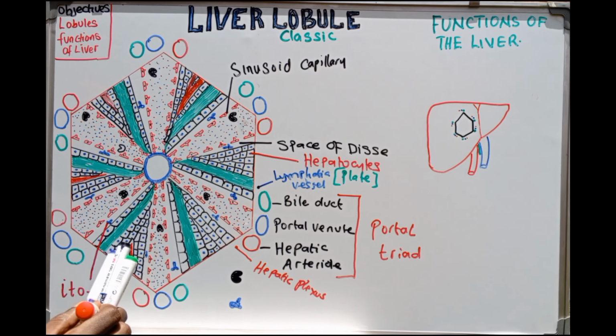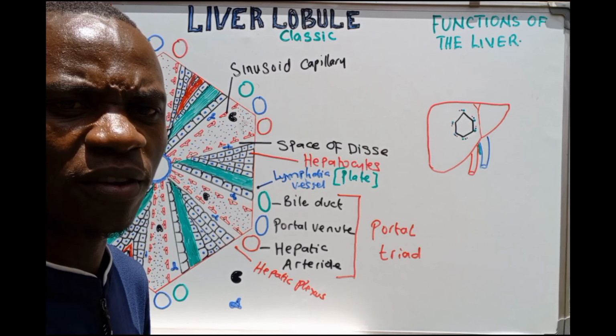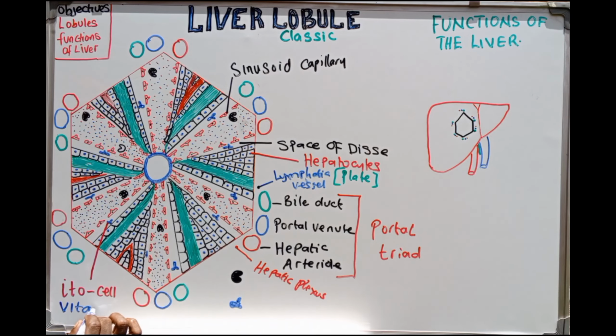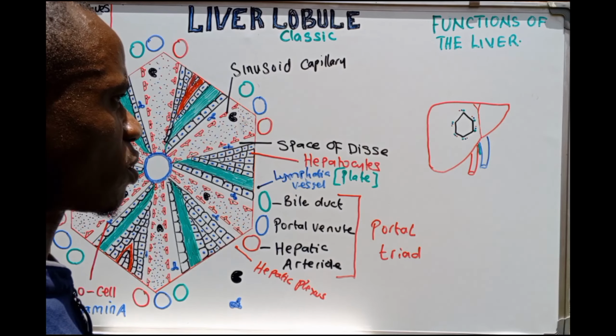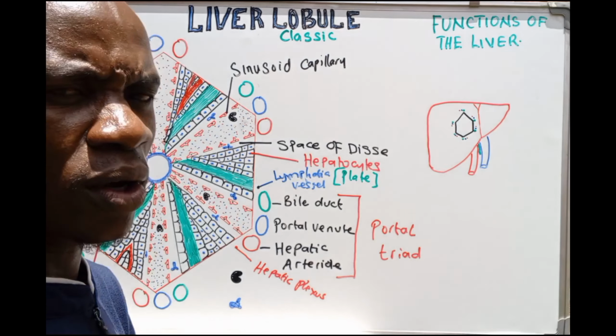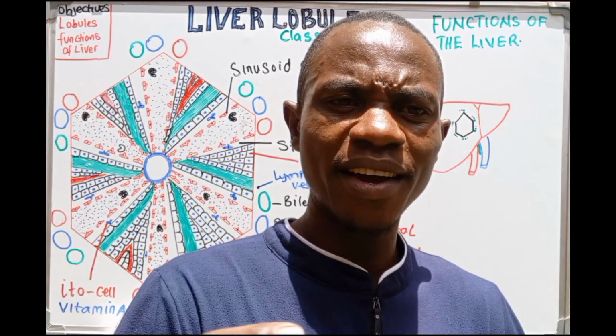Ito cell. These Ito cells are super important in storage of what we call vitamin A. Okay, these Ito cells are super important in storage of vitamin A, and even also during any liver injury.